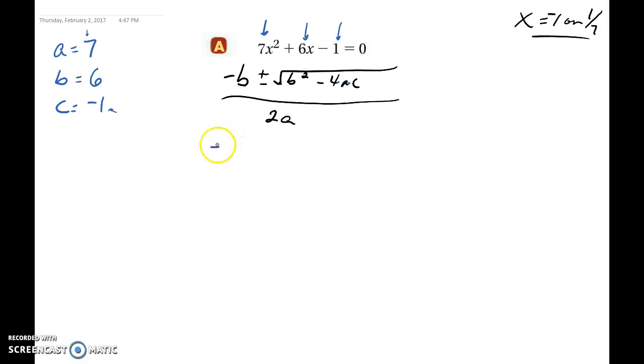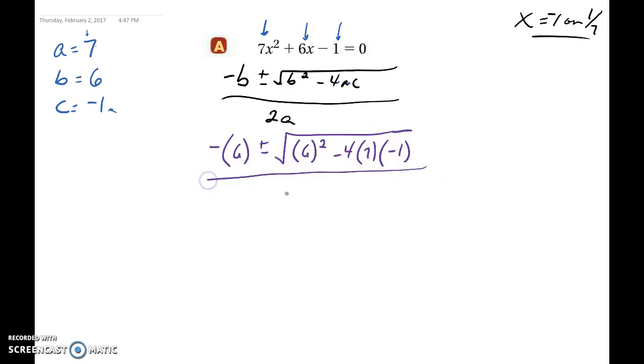All right, so we're going to plug everything in now. So it's negative b, so it's negative 6 plus or minus the square root of 6 squared minus 4 times our a, which is 7, so times 7, times our c, which is negative 1, all over top of 2 times our a, which is 7.